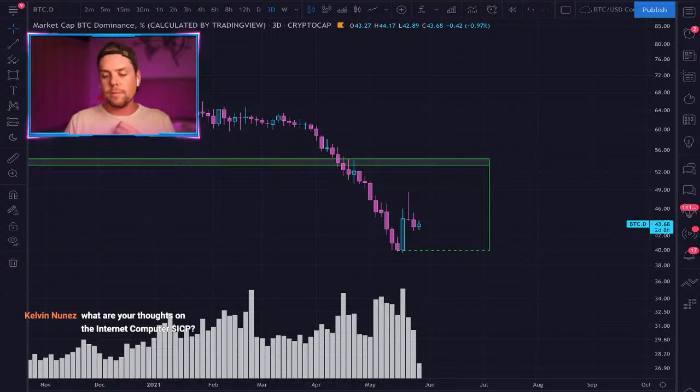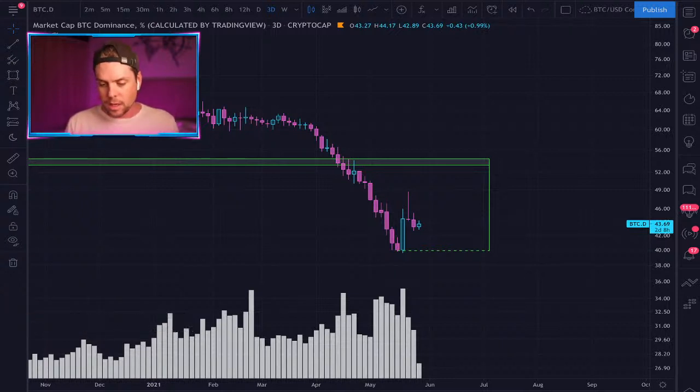Just planning a swap from ETH to BTC. So far, 80% ETH, 20% BTC. That's not how I would structure my portfolio. I would probably have it the other way around.